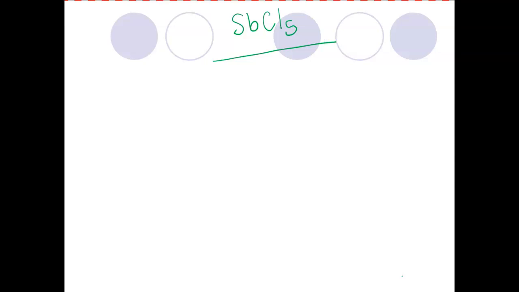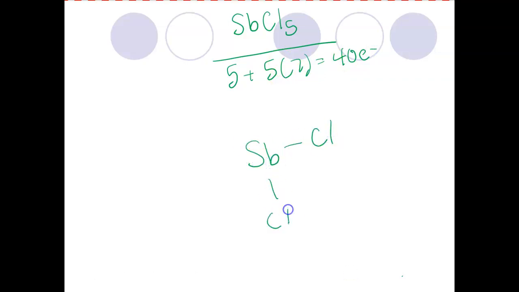Shh. Antimony chloride, so SbCl5. So this is 40 electrons. Okay, so the Sb is going to go in the middle. I'm going to put the chlorines around it.